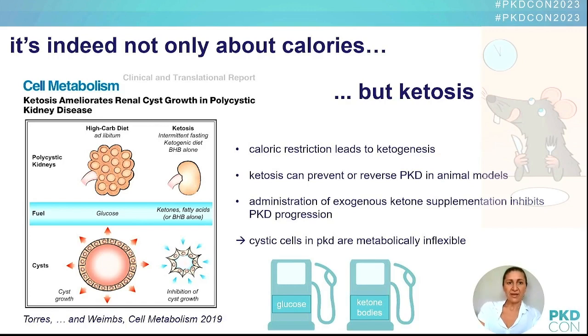The focus of the group was to investigate if ketosis rather than calorie intake was responsible to stop renal cyst growth, and they made a pretty strong case with their publication in Cell Metabolism 2019 that identified ketosis to be the decisive factor, and that also feeding ketone bodies, even without any change in caloric intake, was favorable. So they figured that cystic cells must be metabolically kind of inflexible, which means that, as opposed to other cells, they cannot simply switch to running on ketone bodies and fatty acids, but are dependent on glucose.